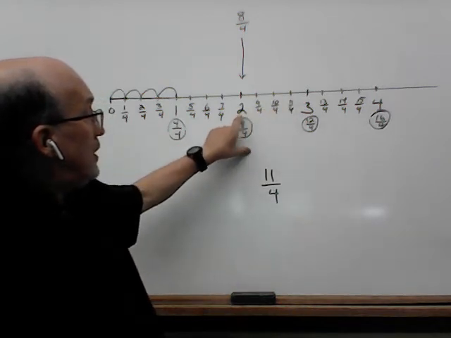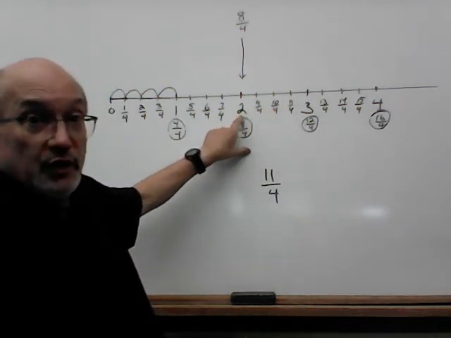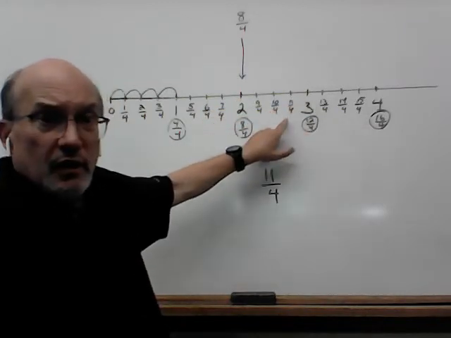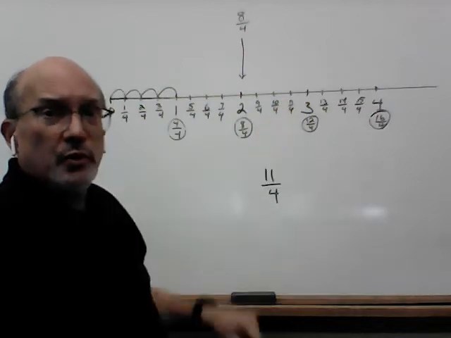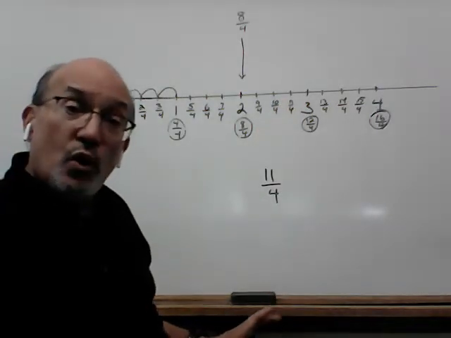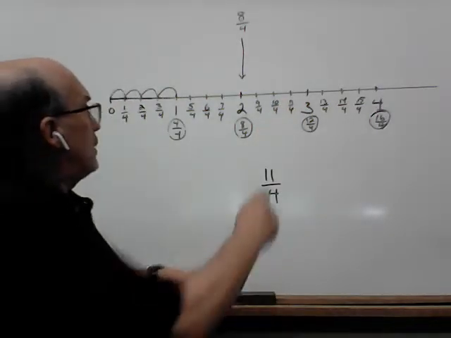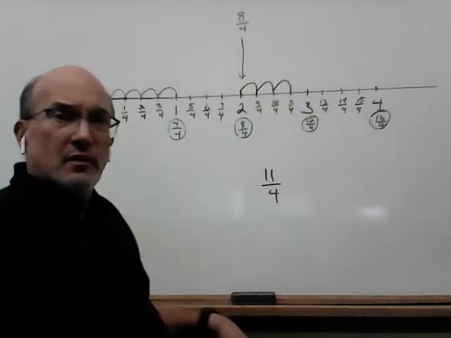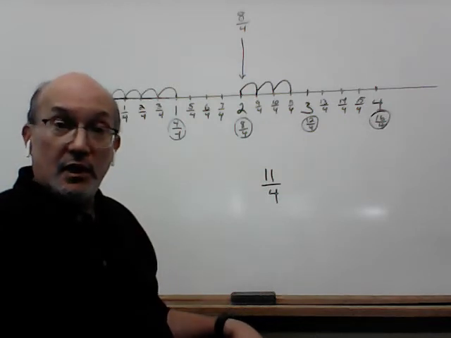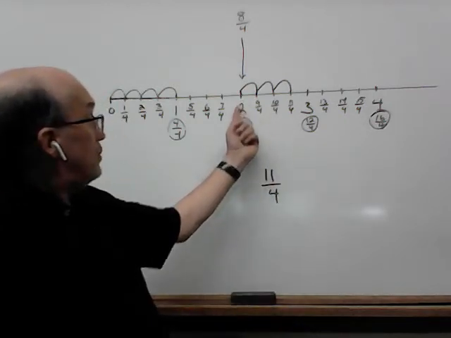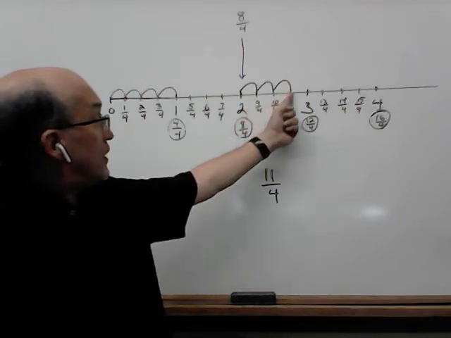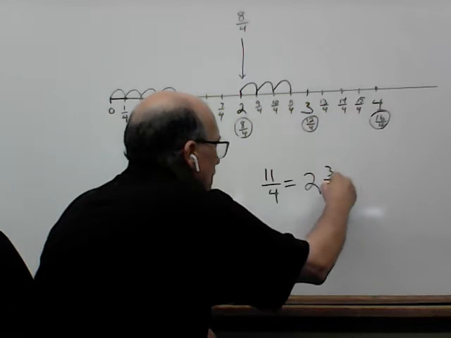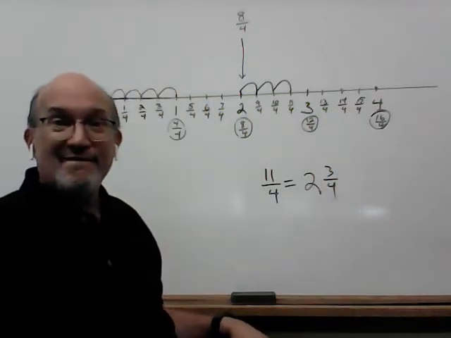11/4 is greater than 2. Here's the whole number 2 right here, the whole number 2. Here's the whole number 3. 11/4 is between 2 and 3. Well, can we pin it down more? Exactly where is it? Well, isn't it 3/4 past 2? 11/4, there's the whole number 2, which is 8/4. 9/4, 10/4, 11/4, 3/4 past 2. So 2 and 3/4. Okay?